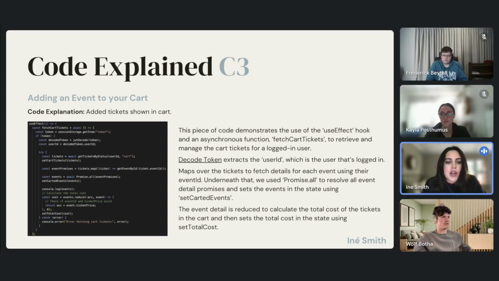decodeToken extracts the user ID, which is the user that is logged in, and then it maps over the tickets to fetch details from each event using their event ID. Underneath that, we used Promise.all to resolve all event detail promises and set the events in the state using setCartEvent. The event details are reduced to calculate the total cost of the tickets in the cart and then set the total cost in the state using setTotalCost.